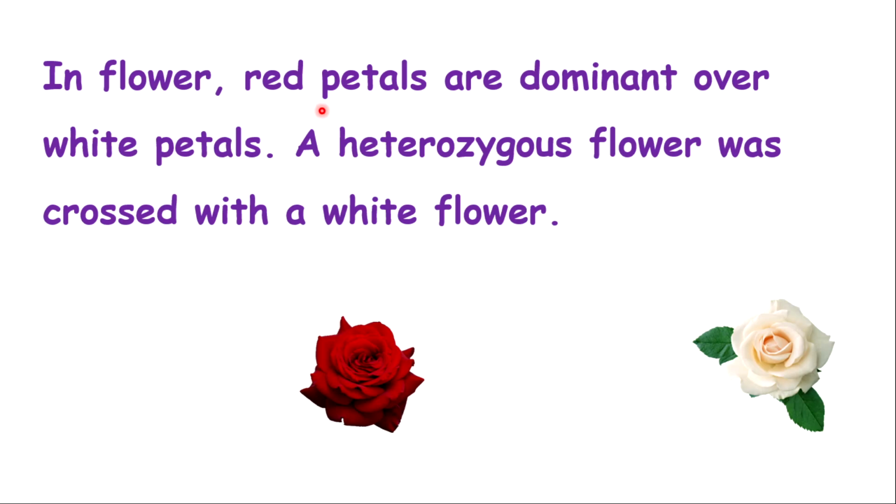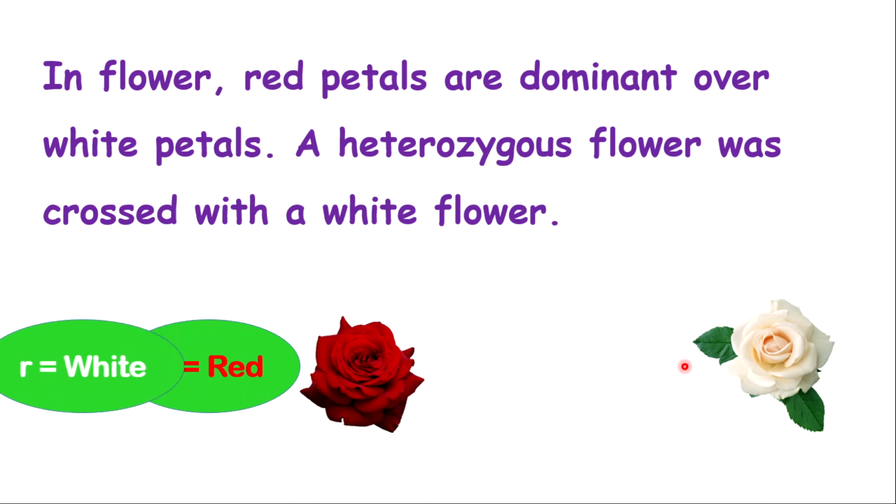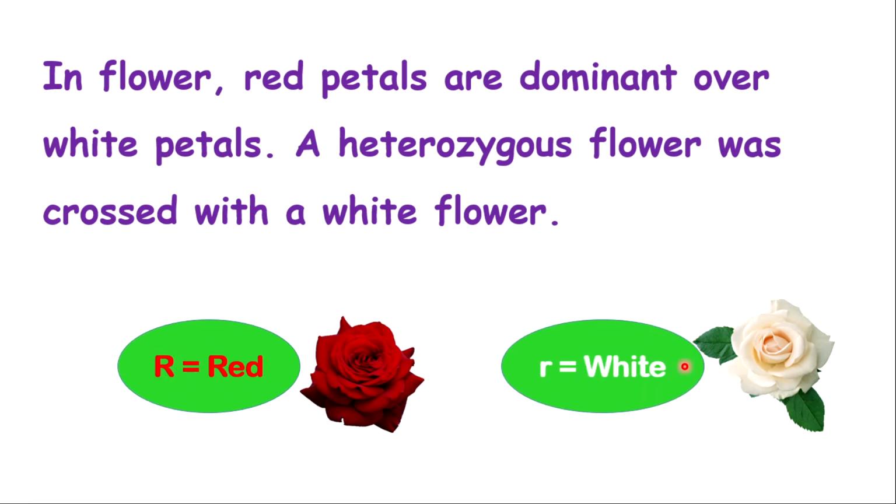Notice it said red petals are dominant over white. So if we know red is dominant, then it must be represented with an uppercase letter. Since we're going to look at red, let's use R. So we can say that uppercase R represents red. And if white is recessive, we must use a lowercase letter. And what letter are we going to use? Still r, because we're dealing with the same trait, which is the color of the petals.